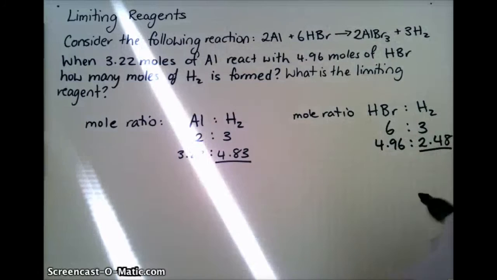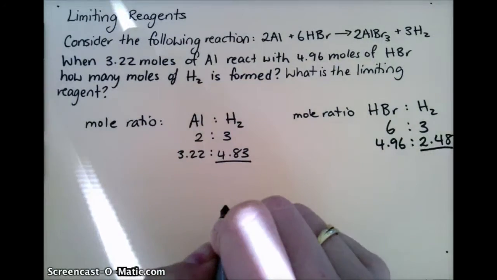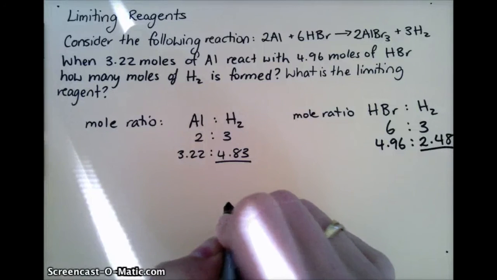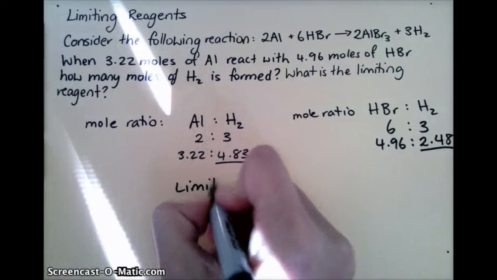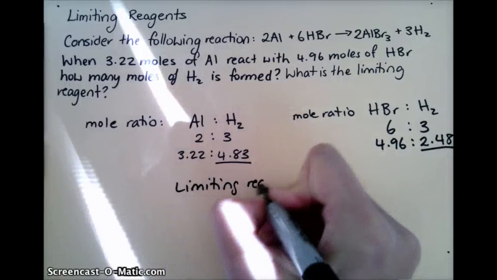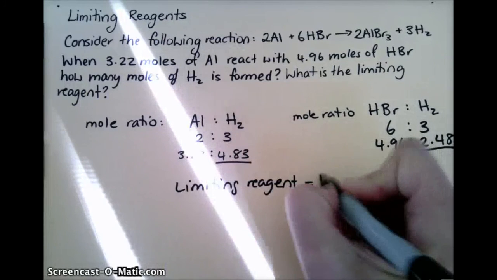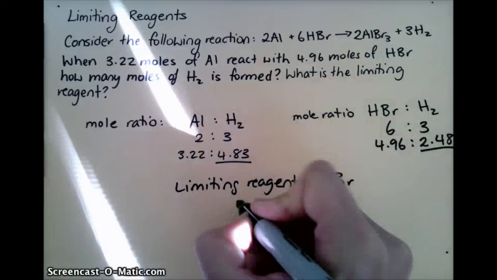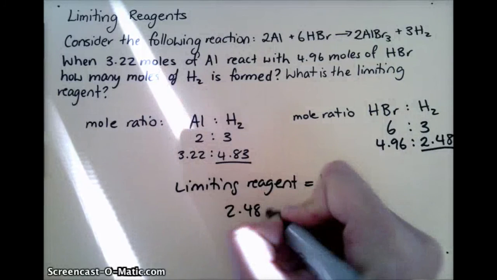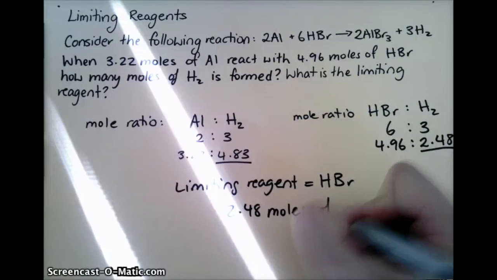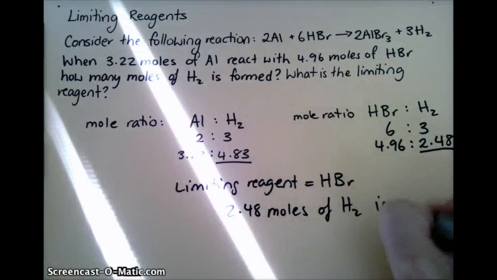That is less than what aluminium produced. So that means that our limiting reagent is the hydrogen bromide. It creates less of the hydrogen gas than what the aluminium would have. So the hydrogen bromide is the limiting reagent, and we end up with 2.48 moles of hydrogen in this case.